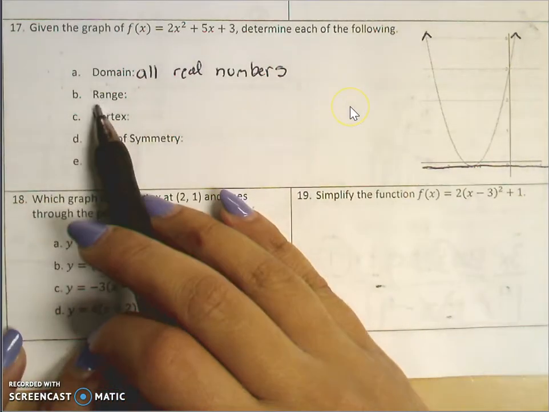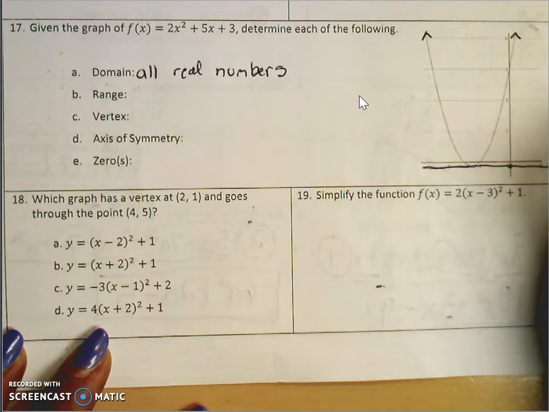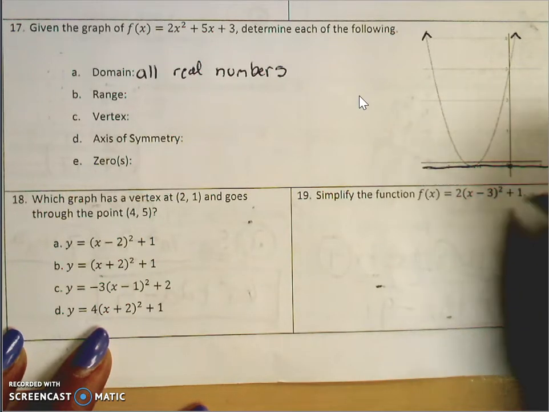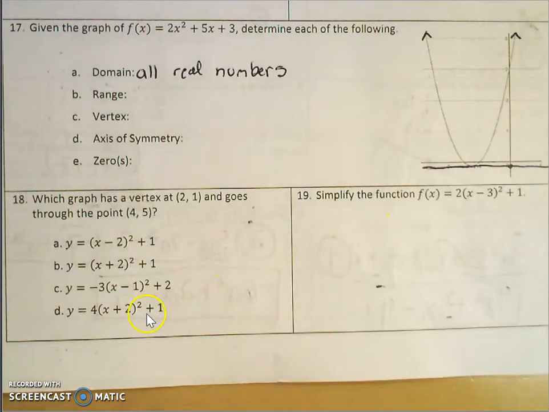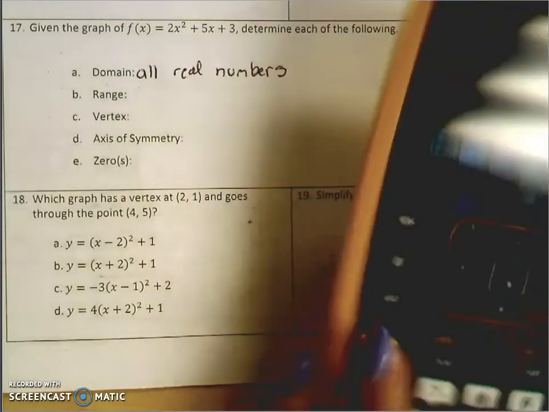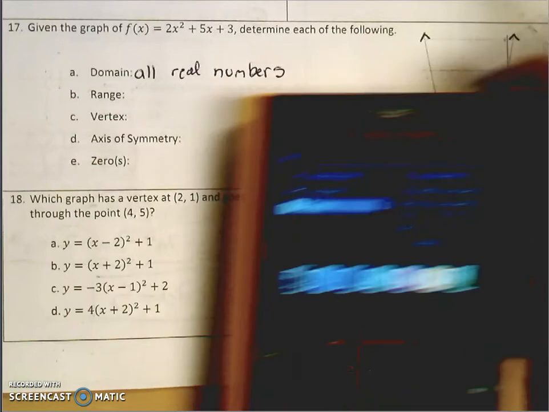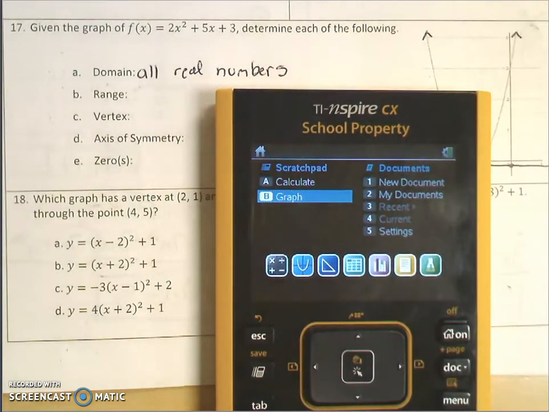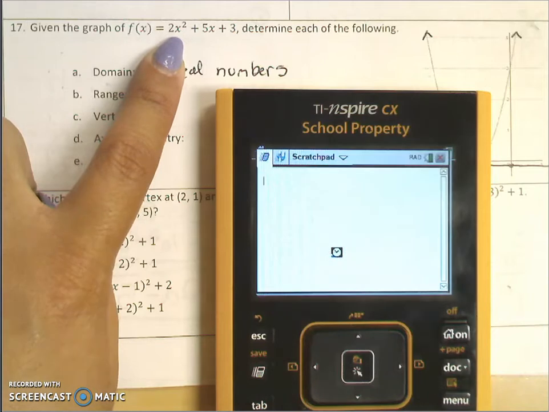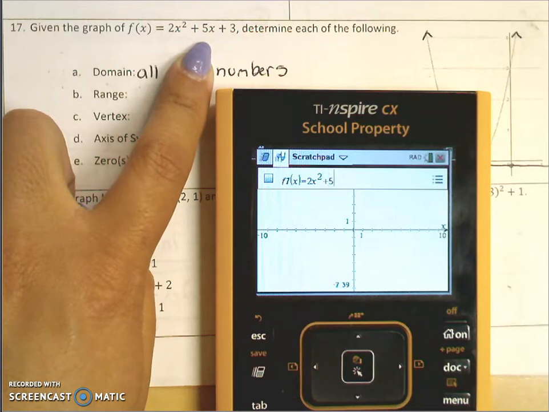And so my range is going to be where my line is, but I can't really tell where it is yet because there's no numbers by my axes. So to figure out where that line is going to be at, I'm going to use my graphing calculator, and I'm going to actually graph. Let me put it on the screen so you can actually see it. I'm going to graph my function 2x squared plus 5x plus 3.